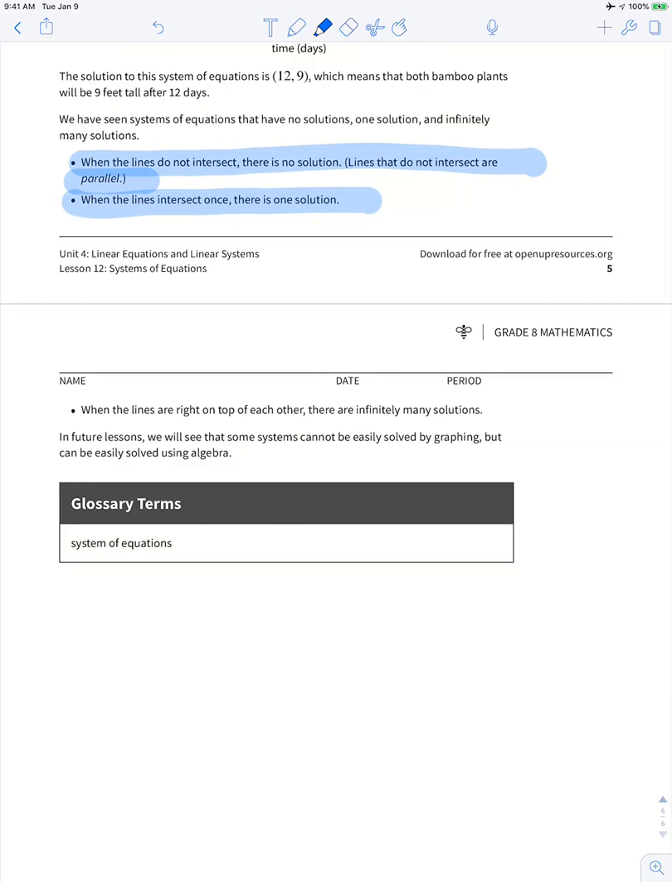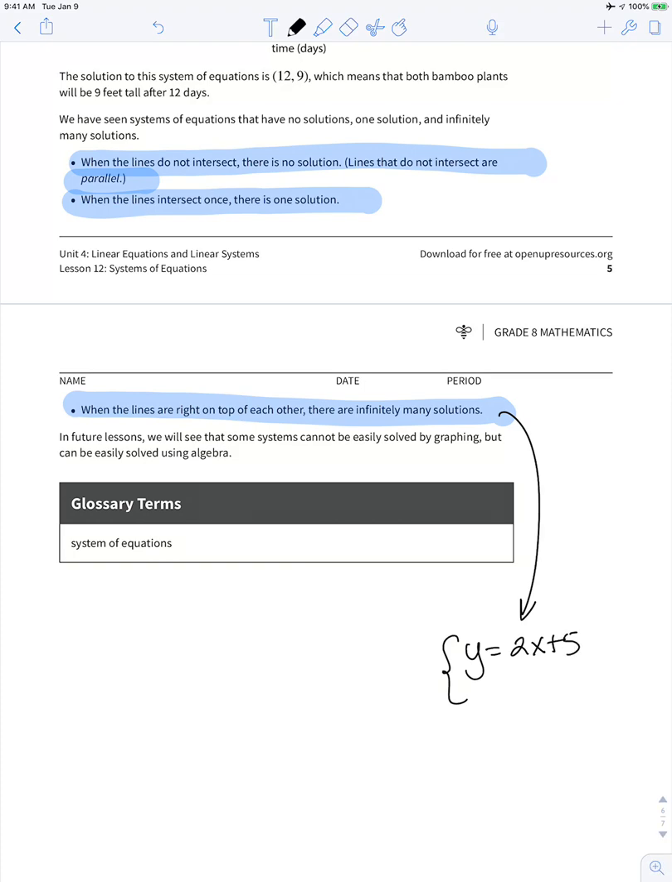Now, we didn't see this, but when the lines are right on top of each other, there are infinitely many solutions. For example, say I had a system that was y equals 2x plus 5 and y equals 2x plus 5. If I graph both of these equations, they're the exact same line. They lie on top of each other. So we would say it's infinite solutions. So pulling that piece back in there again. Okay? All right.